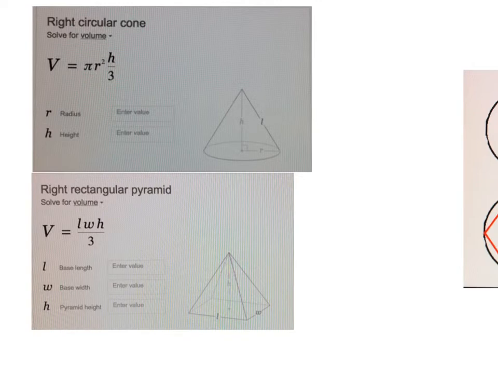This one is pi times the radius squared times the height divided by 3. And let's look at it compared to the right rectangular pyramid below. This is length times width times height divided by 3. And they look a little bit similar, but I'm actually telling you they're virtually the same thing if you think about them in a slightly different way.